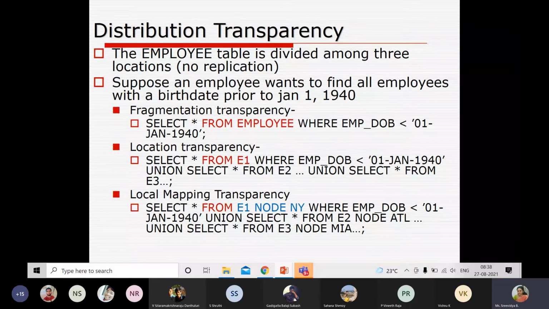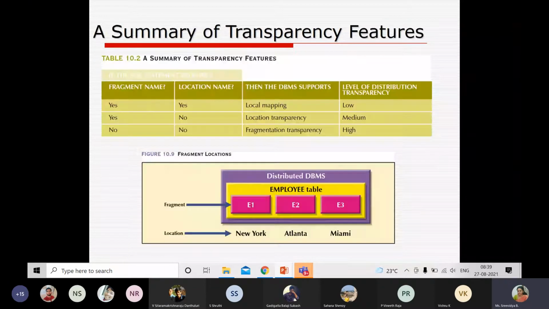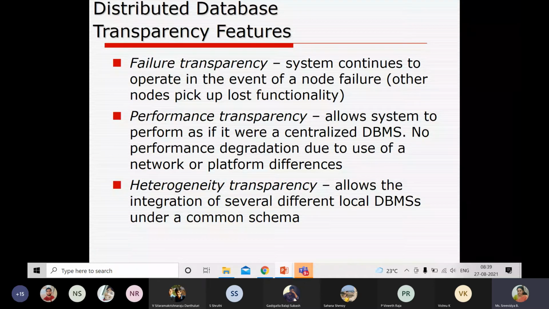So from your side, you assume that there is a single database and a single table called employee that you are accessing. This way of hiding the inner implementation details from you is what transparency is. Different types of transparency were discussed initially; there are 5 different types: distribution transparency, transaction transparency, failure transparency, performance transparency, and heterogeneity transparency.